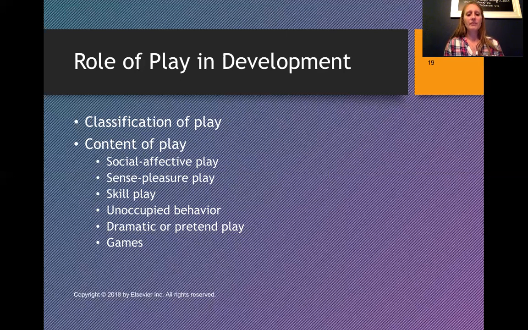Anything that's going to entice those senses of that small child is going to fall into sense pleasure play. And when we look at skill play, we're looking at the development and the demonstration of new skills, right? Remember, children are ego-driven, so they want to be recognized for what it is that they're doing. They want us to watch them.